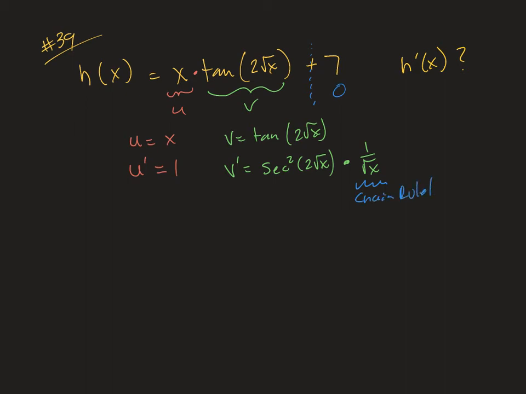After we do the derivative of the tangent, we have to multiply by the derivative of 2 square root of x. I've got the derivative of square root of x memorized as 1 over 2 square root of x. So the 2's just cancel, and then I get 1 over square root of x.